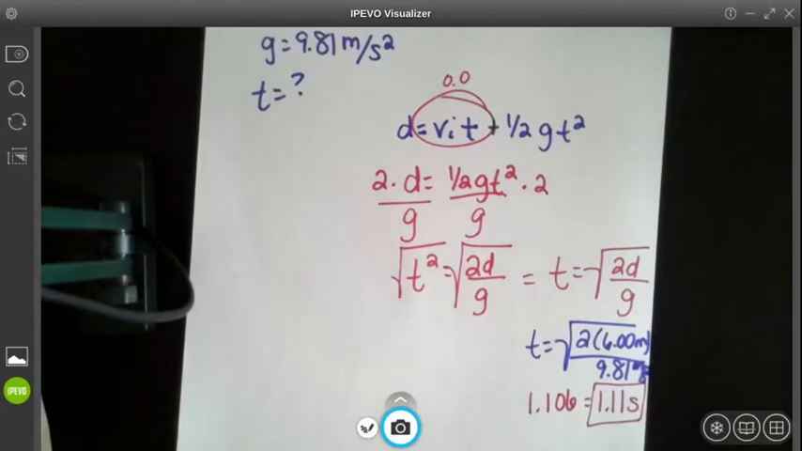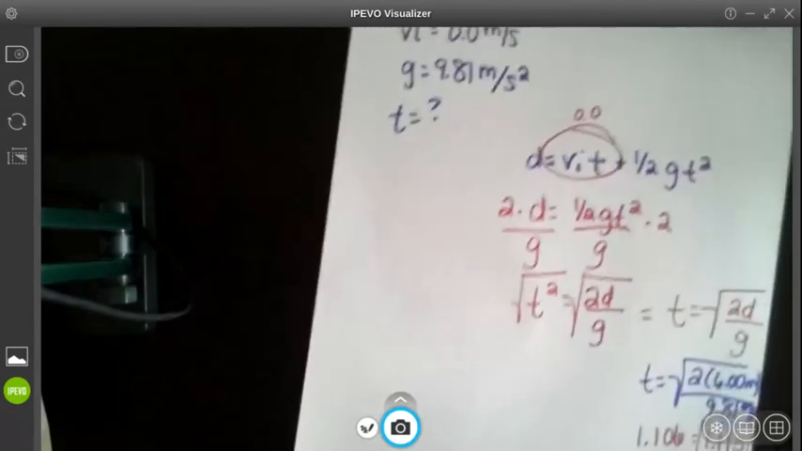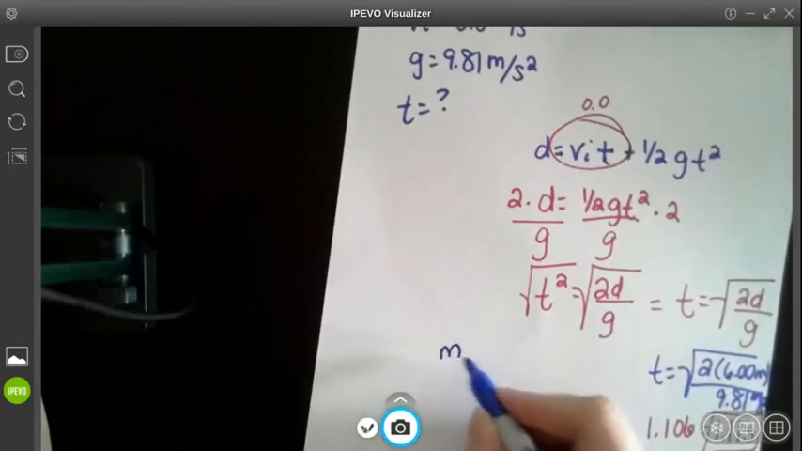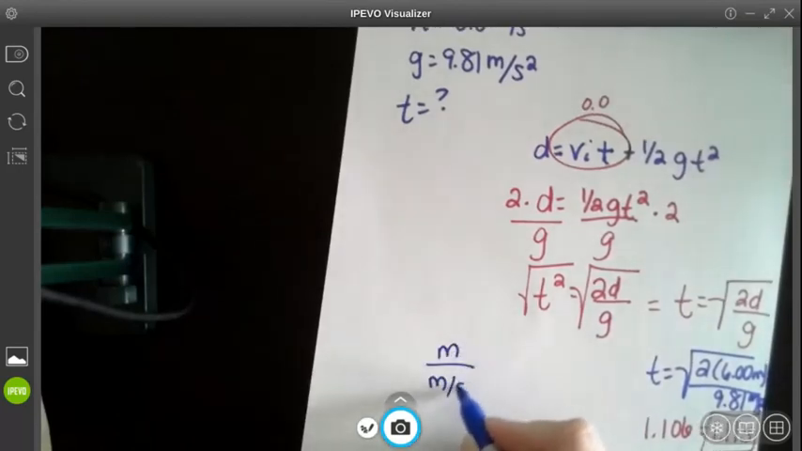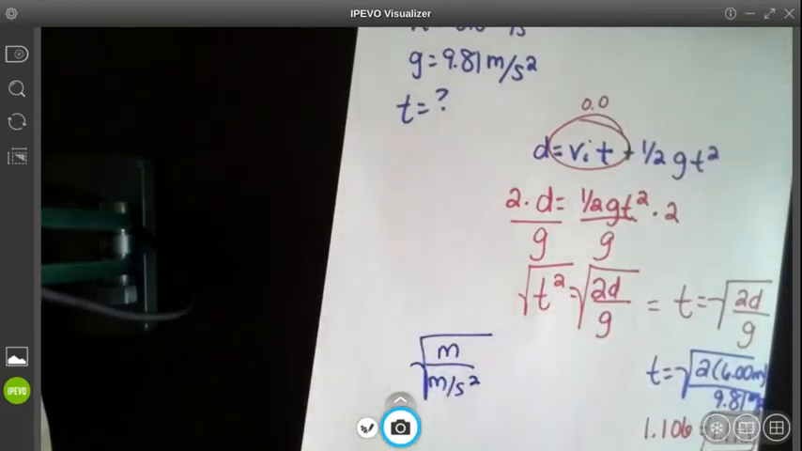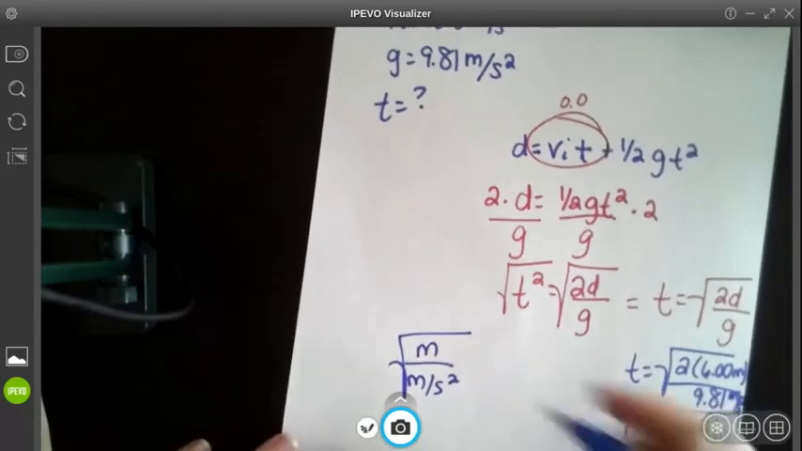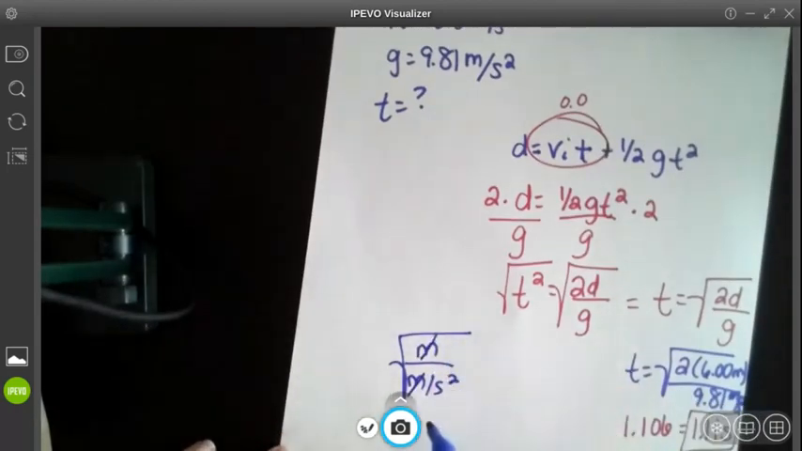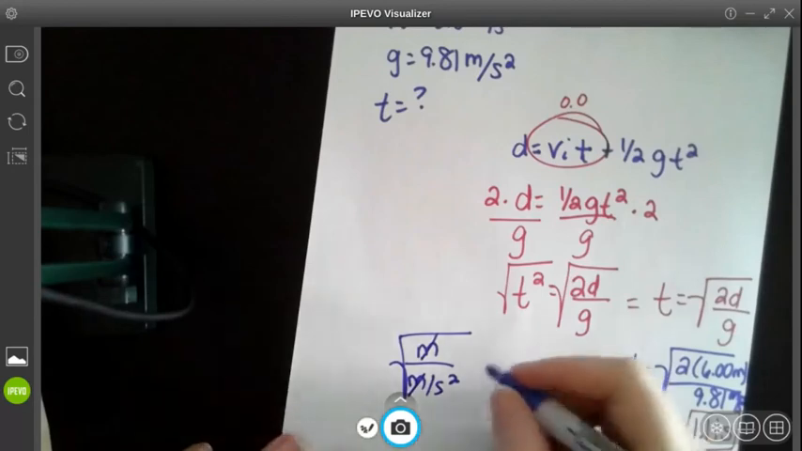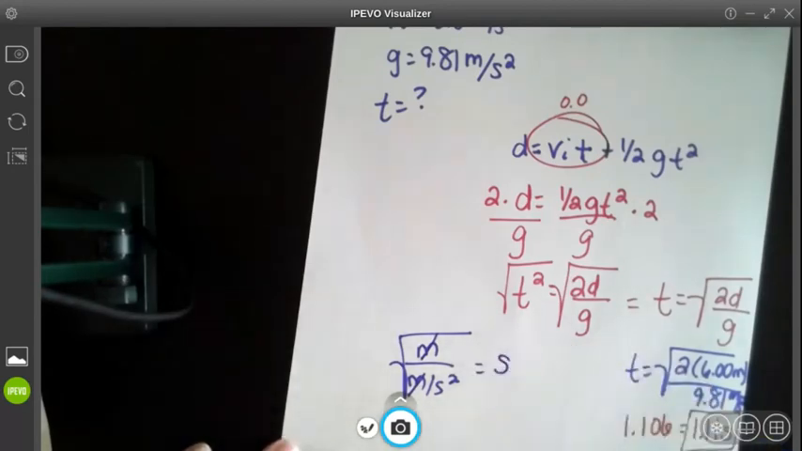I do want to point out that if you rearrange these units over here, and I'm just going to show you, we have meters over meters per second squared, but it's the square root of that. So this is going to cancel out, and you take the square root of seconds squared, which would just be seconds. So that is where seconds comes from.